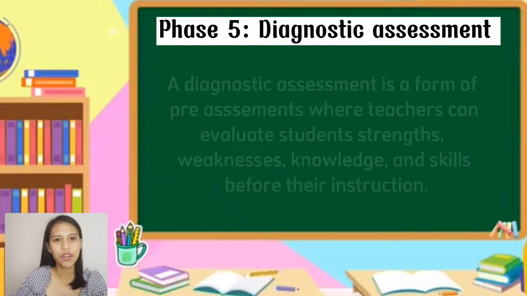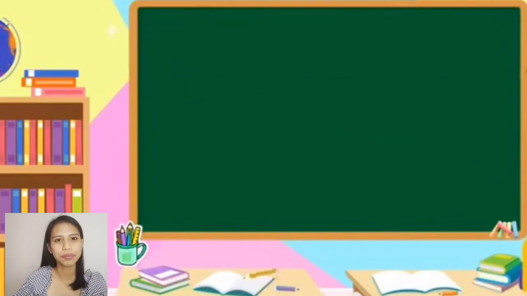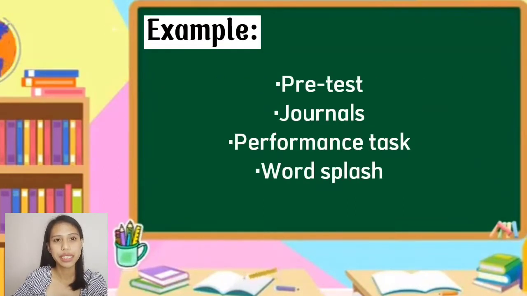Next is phase 5 or diagnostic assessment. A diagnostic assessment is a form of pre-assessment where teachers can evaluate students' strengths, weaknesses, knowledge, and skills before their instruction. The diagnostic assessment is a tool for teachers to better understand what students already know about a topic when submitted before the start of a course. Examples of it are pre-tests, journals, performance tasks, and word splash.